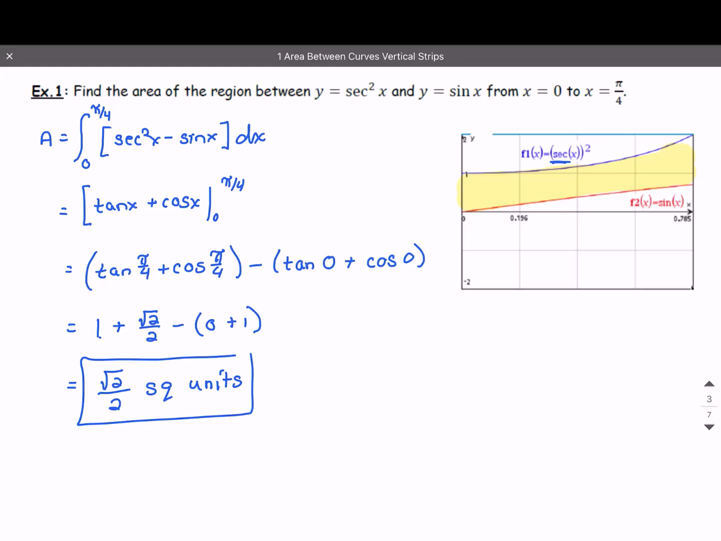And there we go. We found the area between the curves. Because remember, the integral from 0 to pi over 4 of secant squared x would give us all these vertical strips all the way down. And then when we subtract the sine x, we're cutting out this area, which leaves us just with the shaded yellow area that we want.